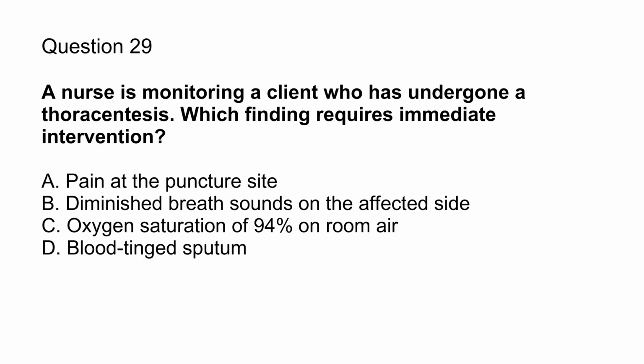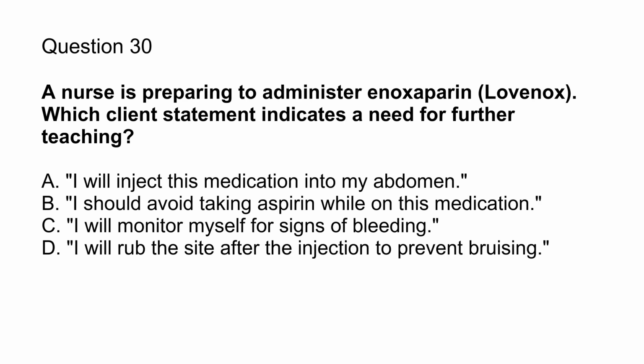29. A nurse is monitoring a client who has undergone a thoracentesis. Which finding requires immediate intervention? A. Pain at the puncture site. B. Diminished breath sounds on the affected side. C. Oxygen saturation of 94% on room air. D. Blood-tinged sputum.